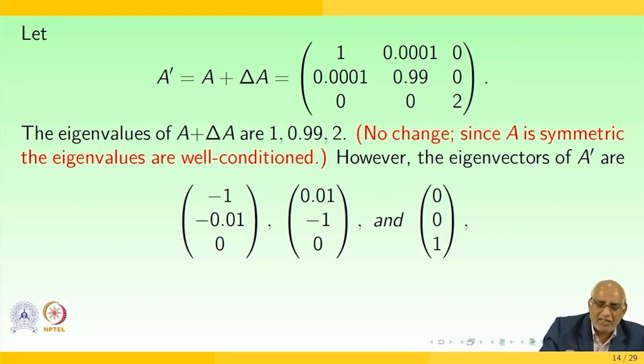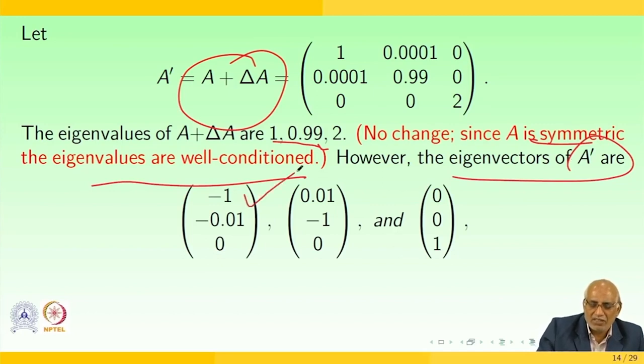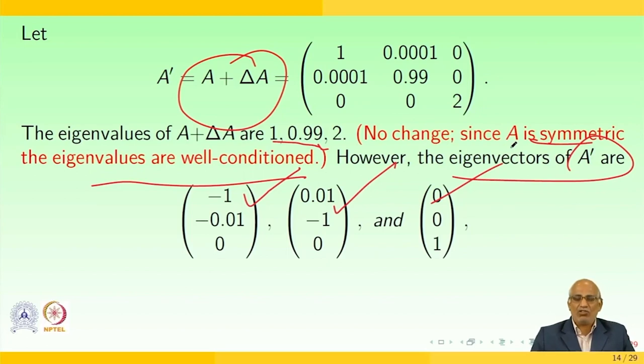So, A prime I call it as A plus delta A. So, A plus delta A are 1.992. So, no change in A as A is symmetric, eigenvalues are well conditioned. However, the eigenvectors of A prime are, so this is the vector and this is the vector, this is the vector. So, you get three different eigenvalues, so you will have three different eigenvectors.